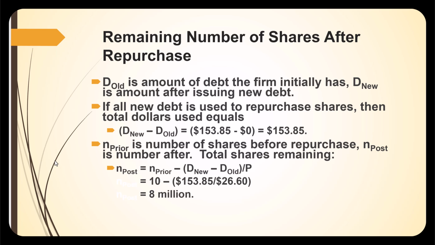So the first thing we need to figure out is what is the remaining number of shares after the repurchase? In other words, how many shares do we buy back? Well, the new debt depends on the repurchase shares and the total dollars used. So new debt minus the old debt. So it's 153.85. That's how much new debt there is. Now you take the 10 million shares before, subtract from that the 153.85 divided by the old stock price. So we're actually going to buy back 8 million shares.